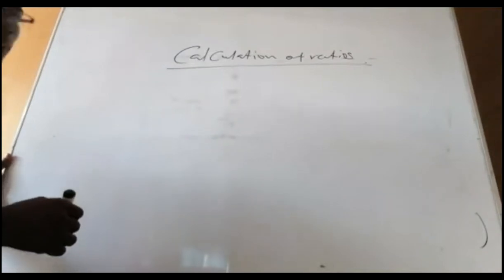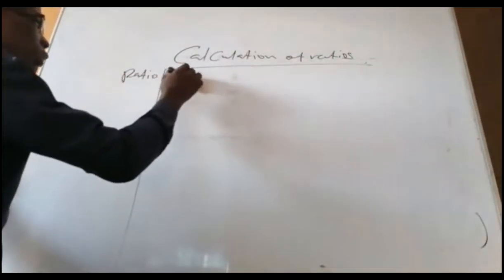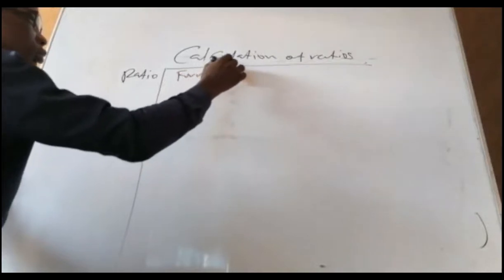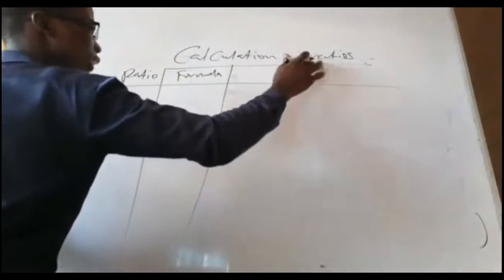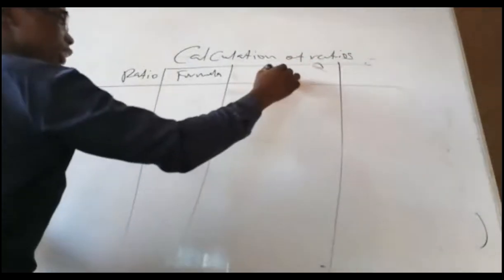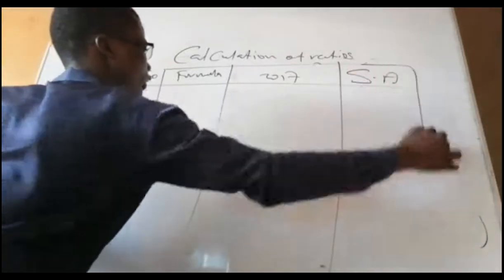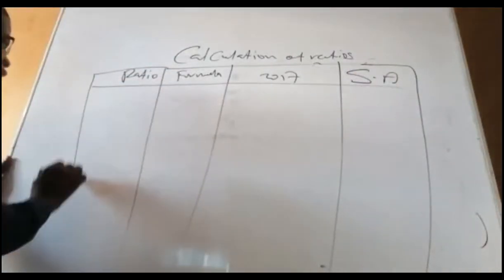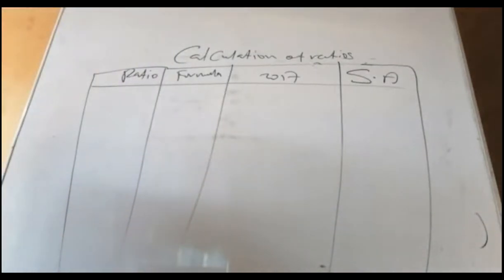So first, the ratio will come here. The formula will be here, and then 2017 will be here. Then the sector average, the industrial average, will also be here. We are going to calculate all the ratios, all the investor ratios, because that's where we are now.